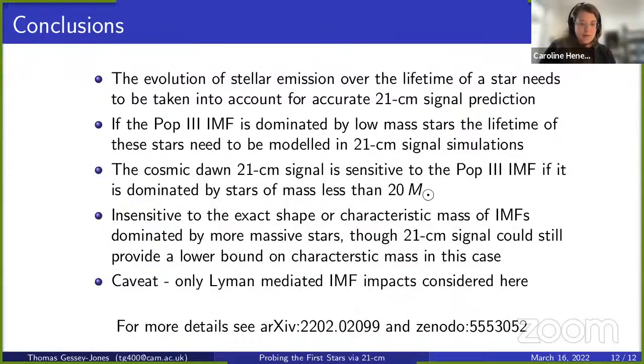In the meantime, while people are thinking and typing on Slack, I was wondering, are there hints as to whether a more top or bottom heavy IMF might be better for what we start to have in constraints? So the theoretical expectation, I think, is that it's going to be fairly top heavy, because you don't have as efficient fragmentation in POP3 star formation as you do in POP1 and POP2 star formation, because you don't have the metals for efficient cooling.